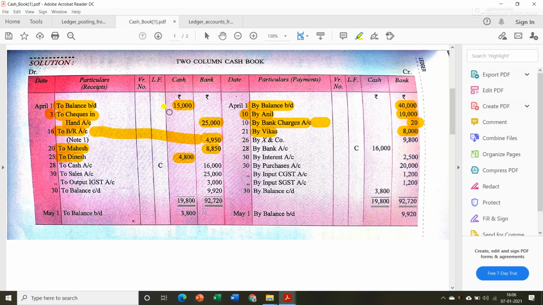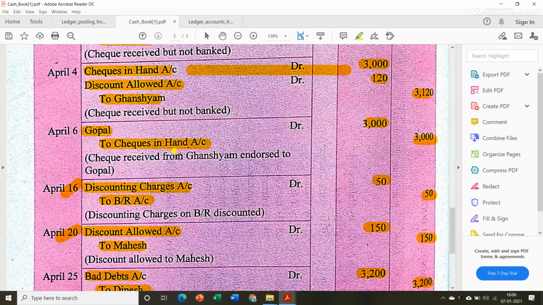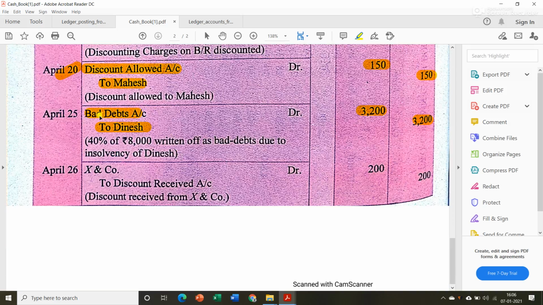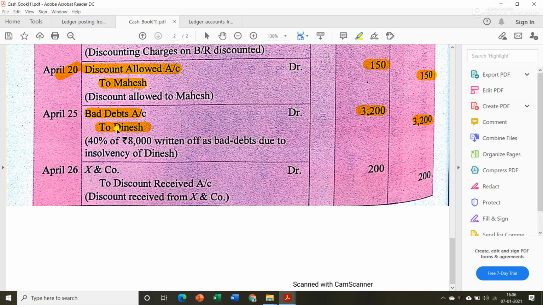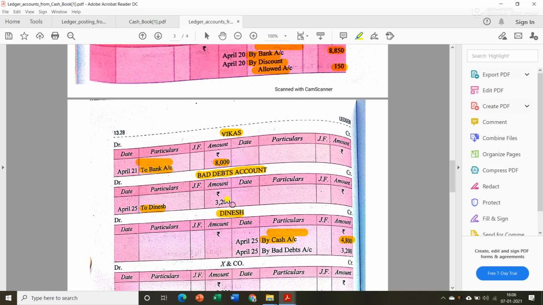Then come to the journal entry that we made for bad debts. So the first account is bad debts. Do we have any bad debts account? Nope. So we will prepare in here bad debts account. Then we will simply write to Dinesh 3,200. To Dinesh on the debit side 3,200.